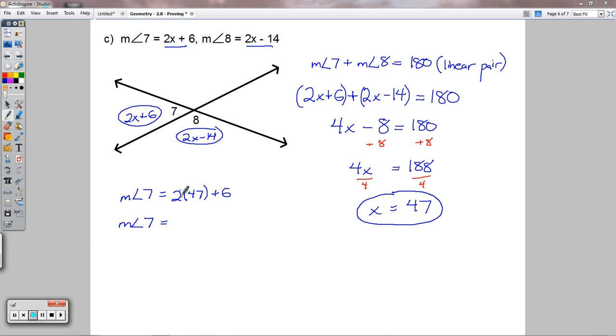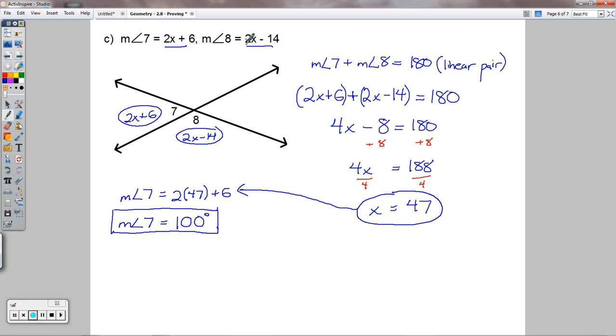I meant to say 94, not 104. So this would be 94 plus 6. That's 100, I mean. So 100 degrees, not 110 degrees, but 100 degrees for the measure of angle 7. And so I just took this value, plugged it in for x into my original expression.